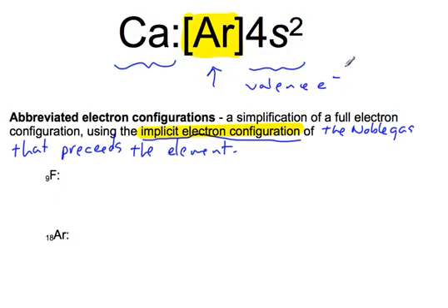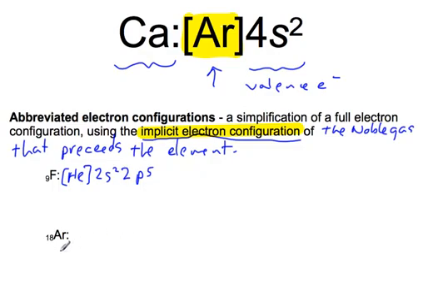Now that's not necessarily always the case, but let's go back and look at the examples we already did. So fluorine. Well, what's the noble gas that precedes fluorine? Fluorine is element number 9. The noble gas that precedes fluorine is helium, element number 2. So we have helium with 2 electrons. Now we're into the n equals 2 energy level, so it's going to be 2s2, 2p5. And again, that is the valence shell.